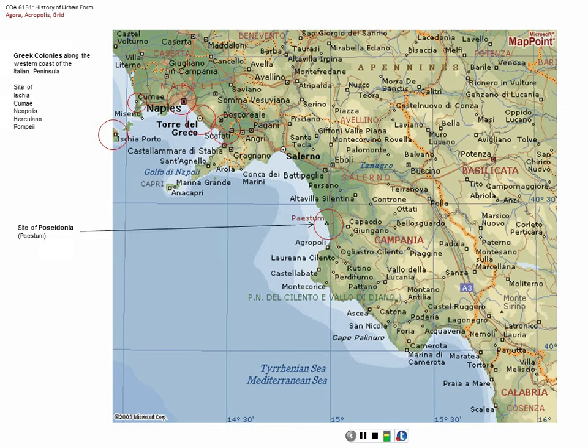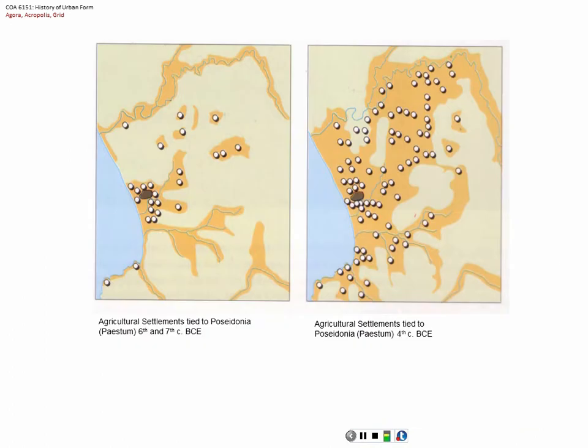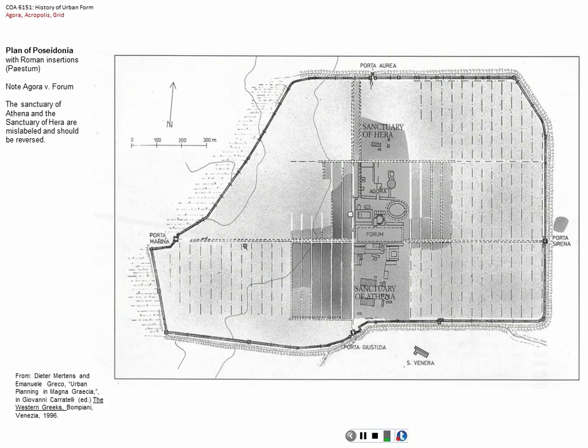Paestum makes a great example. It was the Greek city of Posidonia. It was a colony of Metapontum. And again, it had agricultural territory associated with it, tied back to the city. And what you see shaded dark here is actually the part of the city that has been excavated.